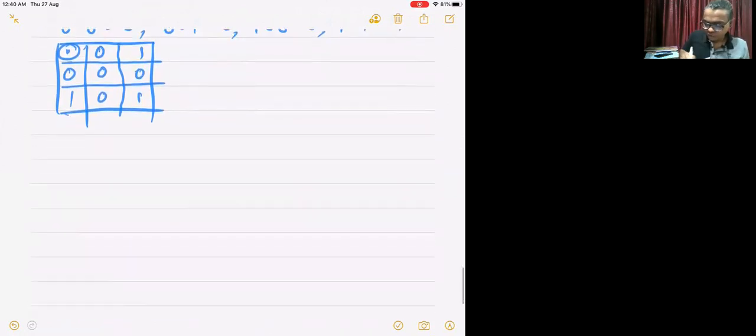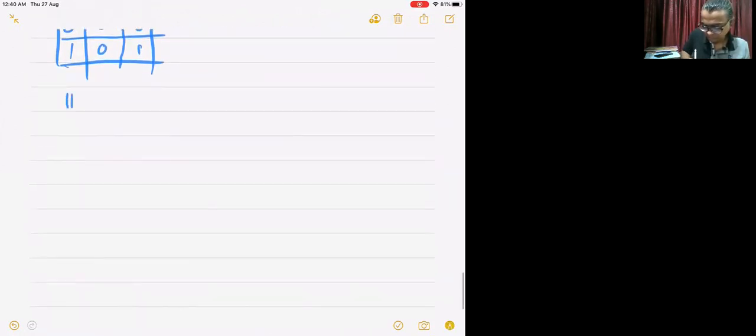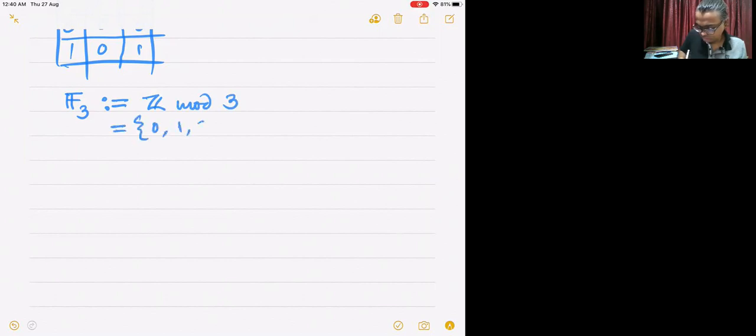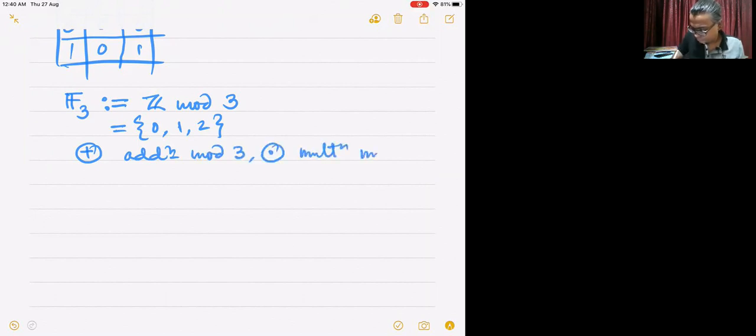You can actually go ahead and show that F3 also is a field. F3 defined as Z modulo 3, which contains 0, 1, 2, these three elements, and the addition is addition modulo 3, and multiplication is multiplication modulo 3. F3 under this is a field.